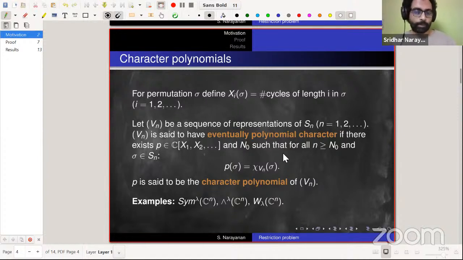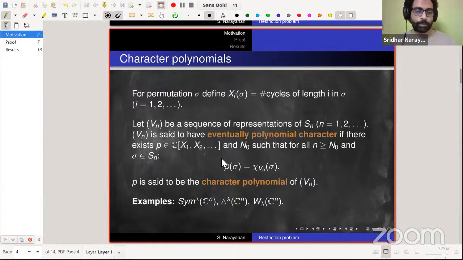Right? So after some initial N_0, for every small n greater than capital N_0, if you take the character of V_n on the permutation sigma, it is the same as the value you get when you substitute sigma into the character polynomial p. And then p is the character polynomial associated to the sequence V_n.